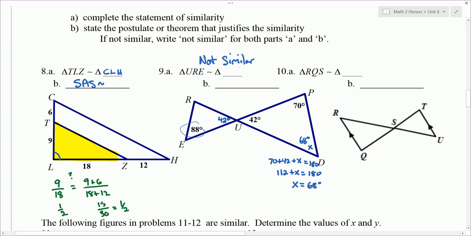And then number 10, here we have vertical angles are congruent. We also have RQ is parallel to TU, so by alternate interior angles we have Q congruent to T, and then R is congruent to U, so we have angle-angle similarity. We only need two angles, but we have enough here. And RQS is going to be congruent to UTS. Order matters.